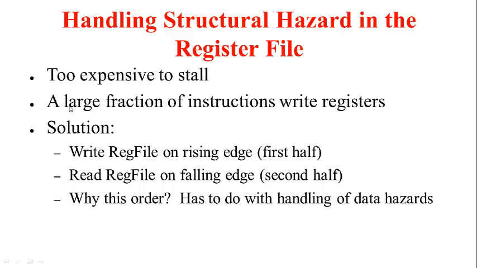So the solution which is used here is we write the register file on the rising edge of the clock in the first half of the clock, and we are going to read the register file on the falling edge of the clock. So the same unit is going to be used in different ways in the first half of the cycle and the second half of the cycle respectively. Now the order in which these two things are done, writing in the first half of the cycle and reading in the second half, is not arbitrary. It has a specific reason why it is done in this order, and it has to do with handling of data hazards, which we will look at when we come to data hazards.